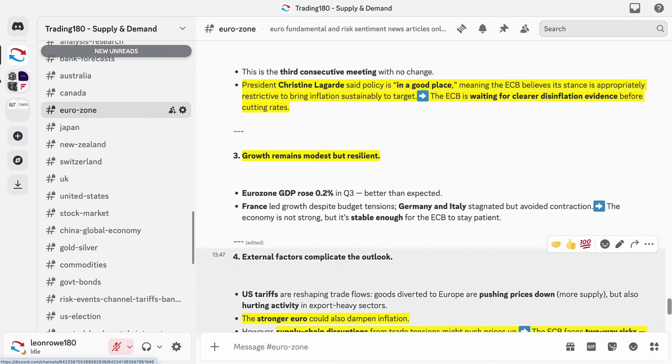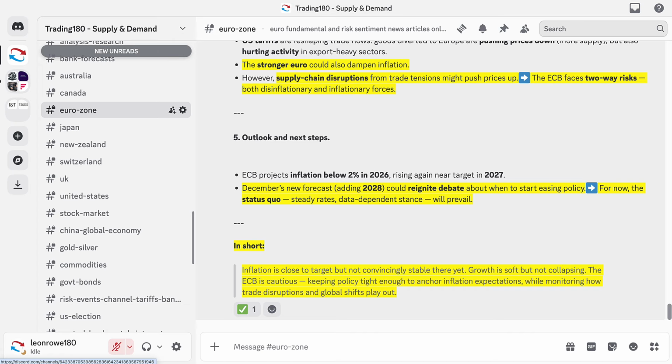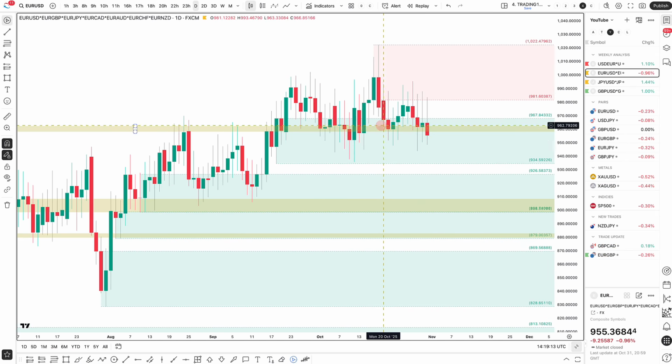Growth remains modest but resilient. So in short, it says here, inflation is close to target, but not convincingly stable there yet. Growth is soft, but not collapsing. The ECB is cautious, keeping policy tight enough to anchor inflation expectations while monitoring how trade disruptions and global shifts play out. So for now, the European Central Bank ultimately is content and satisfied with where the value of the euro is. It's meeting its inflation targets, and the economy is fairly balanced.